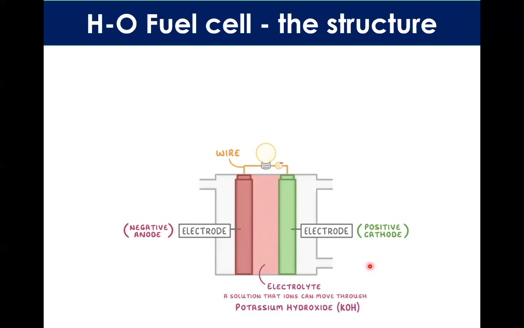So the hydrogen oxygen fuel cell consists of two compartments. We have an anodic compartment and then we have a cathodic compartment. So this is the basic structure of the hydrogen oxygen fuel cell. Between the anode and cathode, you have a solution of potassium hydroxide, right? This is the electrolyte.